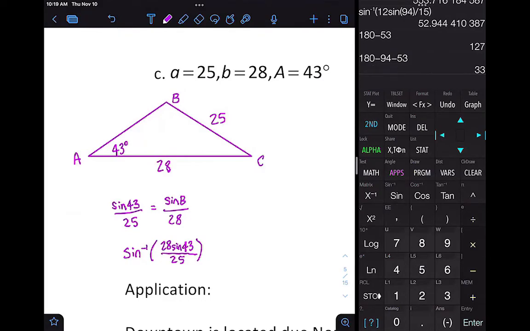And then see what we get. Oh, I got a bunch of stuff already there. Second sine.